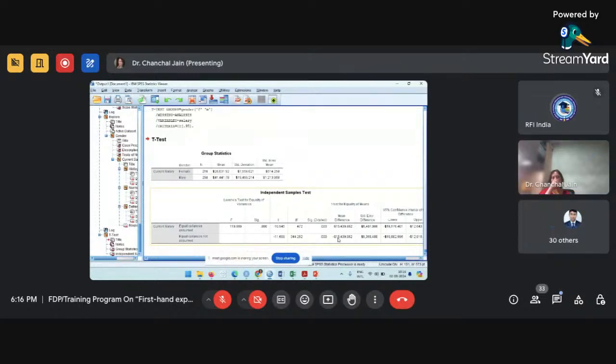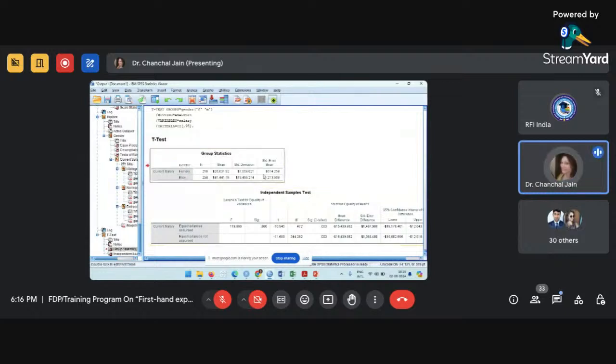Now you can see the first table is the group statistics table, where you have the current salary variable, and this variable is for the male and female group. We have already seen that in the female group there are 216 females, and in the male group there are 258 males. The mean salary for female is 26,000 something. For male, it is 41,000 something. These are the standard deviations, and next one is the standard error of mean.